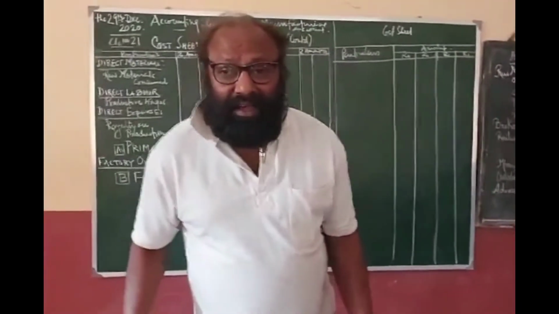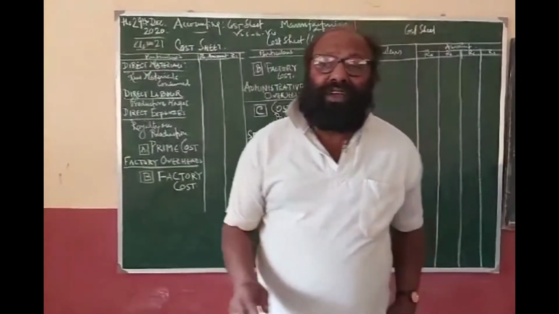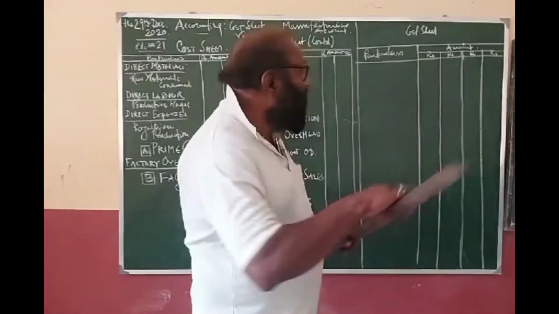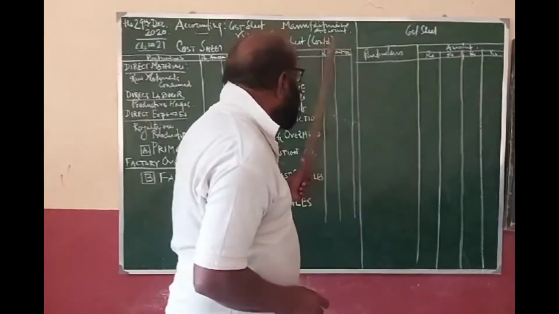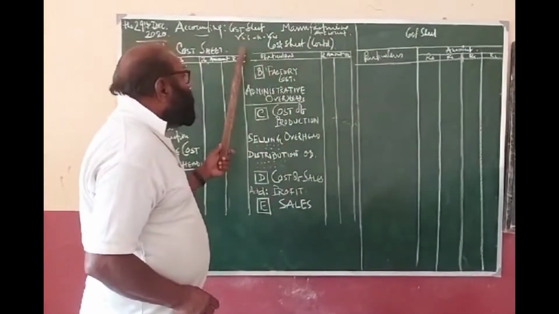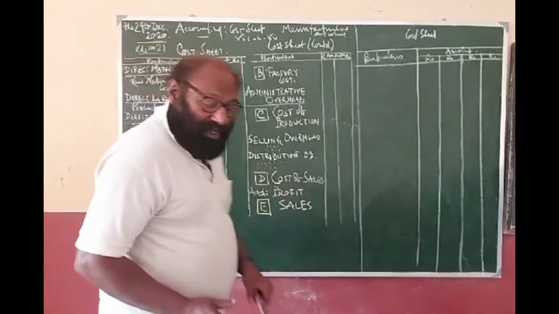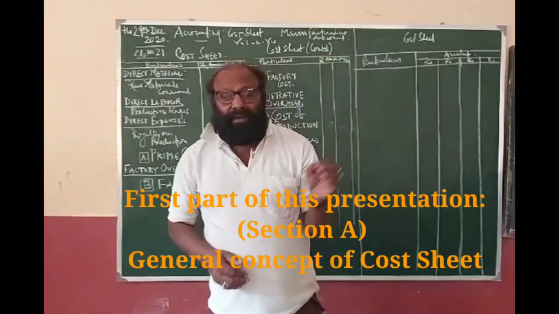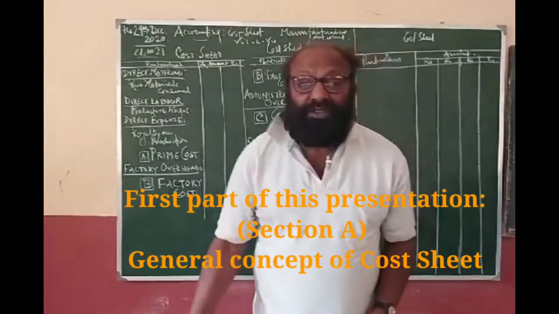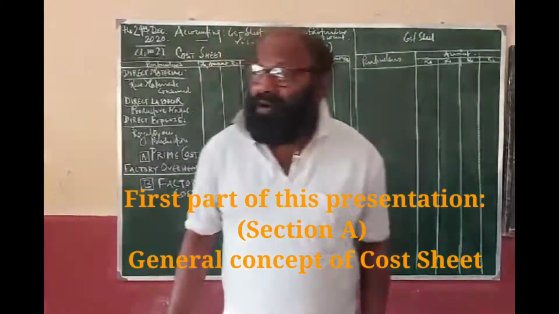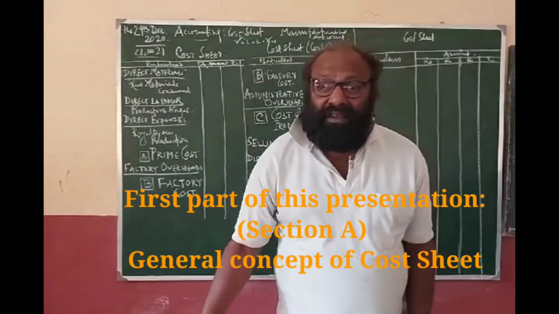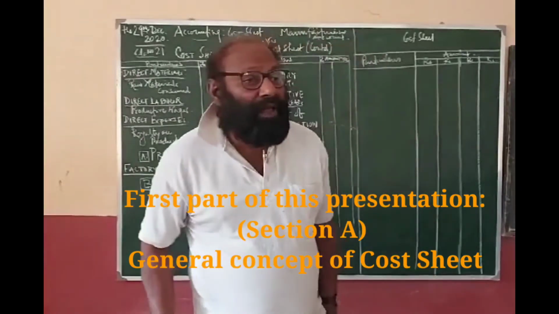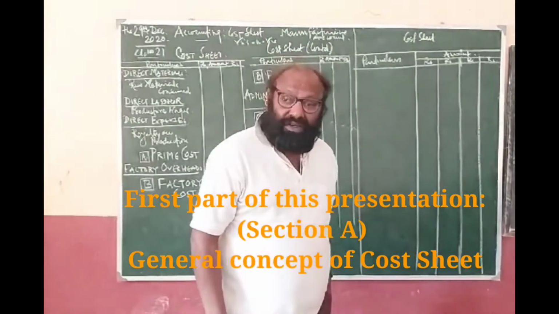Today is my 21st class on accounting. The topic that I started yesterday, cost sheet, is a continuation of that. In this part I will cover the following areas. Number 1, the meaning and definition of cost. Number 2, classification of cost. Then cost sheet in detail, and after that I will prepare the manufacturing account.